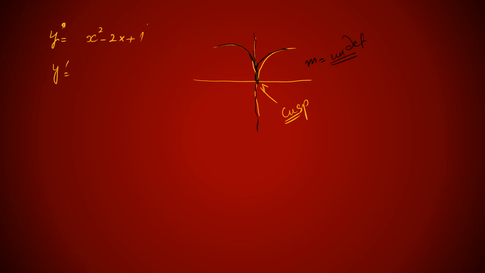First of all, find out the domain of this function. This is a polynomial function, so you can say that the domain is all real numbers. Now if we take the derivative of this function, we will get 2x minus 2, so the domain of this derivative is also all real numbers. So if the domain of the function and the domain of the derivative are both all real numbers, you can say that the function is differentiable.